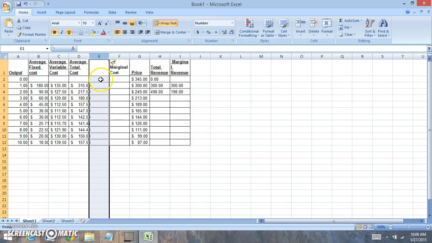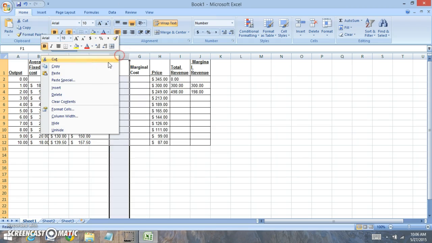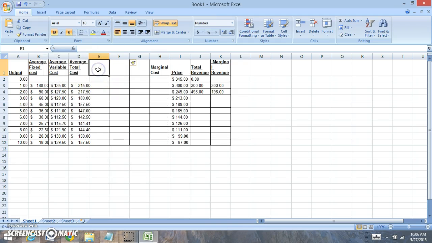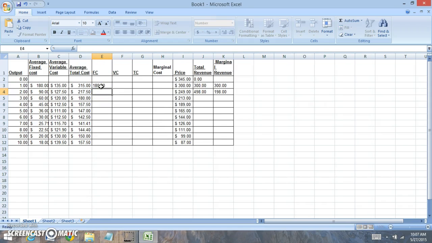Now, what we're missing is what we call the total columns. And this will make it a little bit easier. So let's find the fixed cost, variable cost, total cost. To find fixed cost, it's going to be this times this. So it's going to be 180. Now we know with fixed costs it's always the same. So it's always going to be average times output. So it's going to be 180 the whole way down.